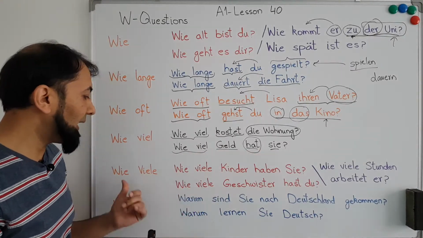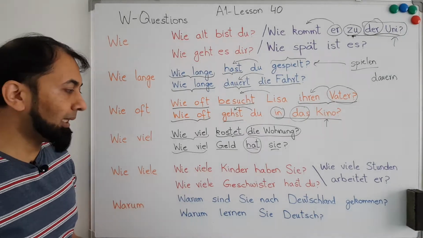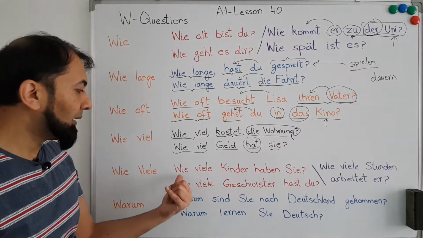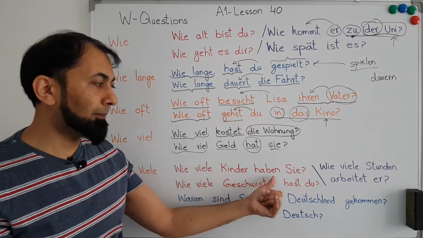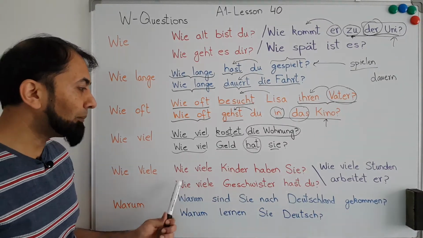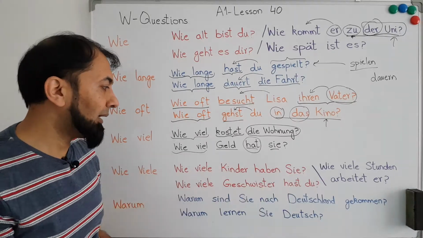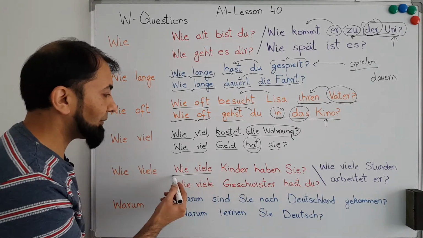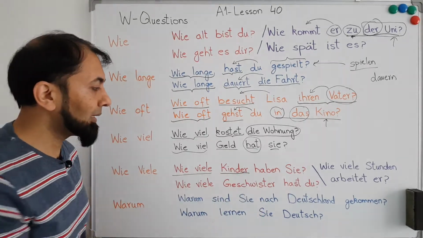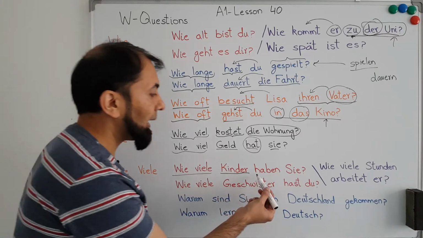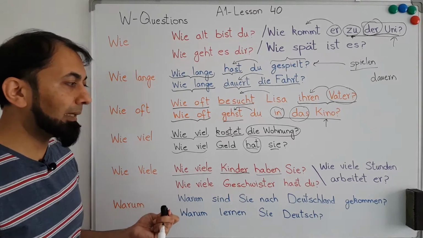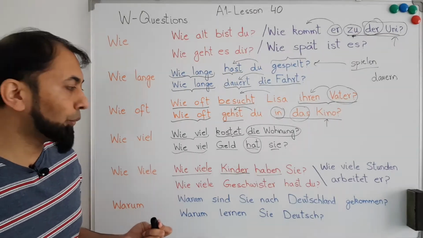Next is wie viele, how many. So wie viel, how much, wie viele, how many. Wie viele Kinder haben Sie? How many kids do you have? Again, wie viele is coming at the first position. What are we asking about? We are asking about the kids, so it will come at the second position. Haben Sie, do you have? Wie viele Kinder haben Sie?